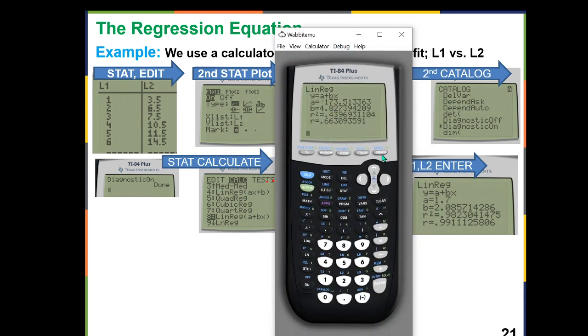Okay, so remember in the graph now we have a bunch of points, and then we have that equation, but that equation is not here. You have to graph it here. Now to graph it here, we go to y equals, and then we're going to find where the calculator stores that equation. And it stores it under variables.